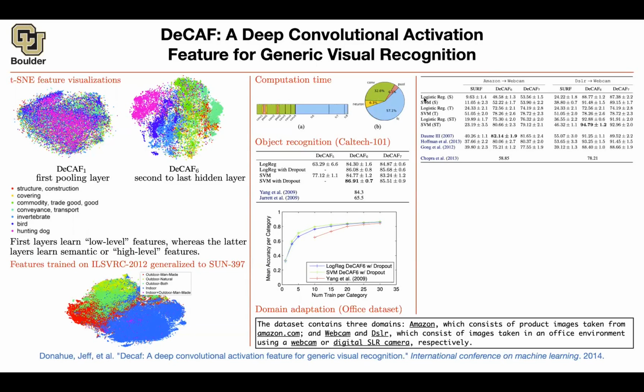So you're allowed to train your logistic regression or support vector machine on data sets collected from Amazon.com, but then you're going to use it to test on images taken using a webcam. And the features could be DeCAF 6, DeCAF 7, and SURF. SURF is not a deep learning method, but these two are coming from deep learning. And you can see a huge boost. Without any training on webcam, you have a huge boost in terms of your accuracy.